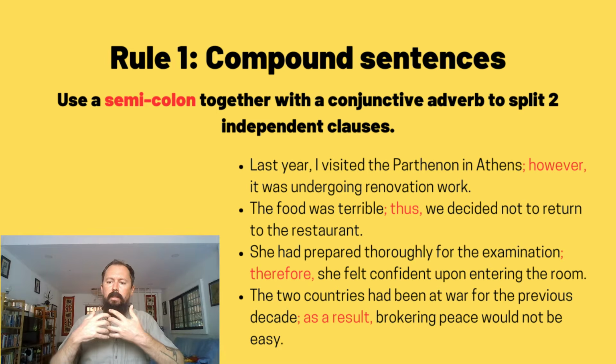We want to join these because an essay made up of simple, short sentences doesn't sound very good. And the word that would best link these is however. To use this word, we have a semicolon and then the conjunctive adverb, however, and then a comma. The second one we use thus, the third one we use therefore, and the fourth one we use as a result.